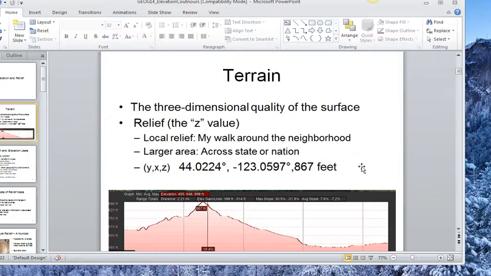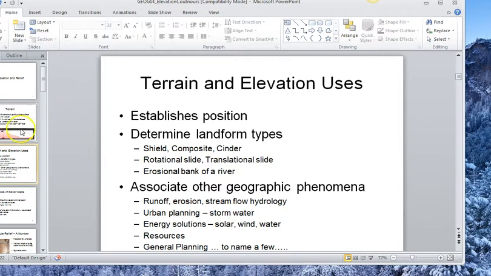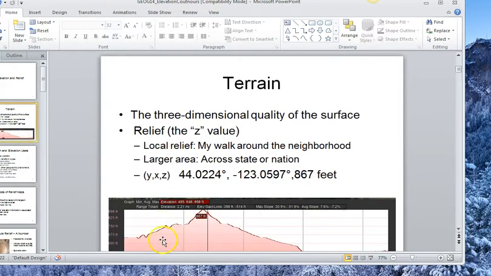So when I look around my neighborhood, the relief is the difference in elevation between Skinner Butte and the valley floor where I live. And so that difference might be, I wonder if I can get this whole thing up. Nope. There we go. So I think it's like 664 feet down to 400 feet. So that difference in elevation is considered my relief.